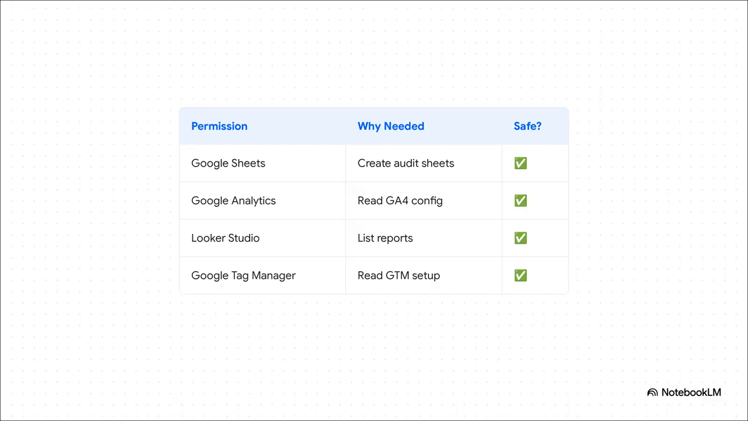And they're totally transparent about it, which is great. The tool breaks down every single permission it asks for and tells you exactly why it needs it. Like it needs to create Google Sheets so it can write the audit. It needs to read your GA4 config to report on it. It all makes perfect sense, and most importantly, it's all view-only access.